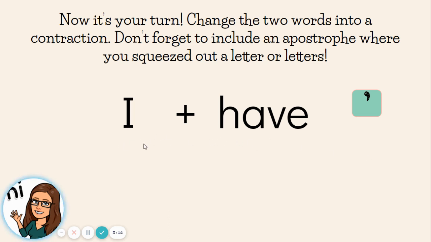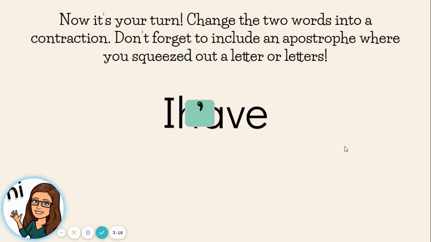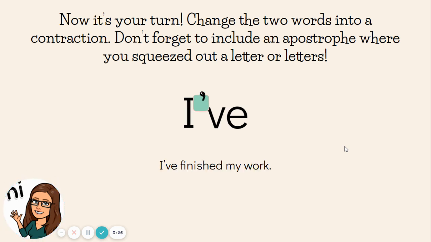So we're starting with I have. We want to shorten it to a contraction. We're replacing and squeezing out H and A with our apostrophe. Now we have the contraction I've. I've, as in I've finished my work.